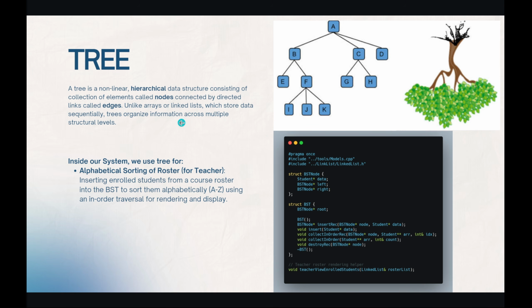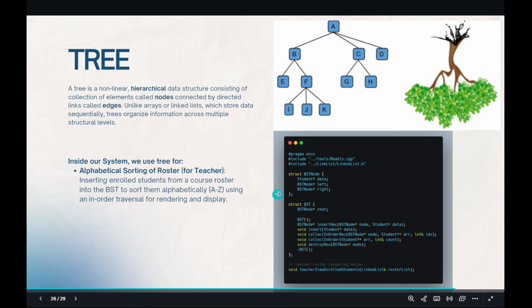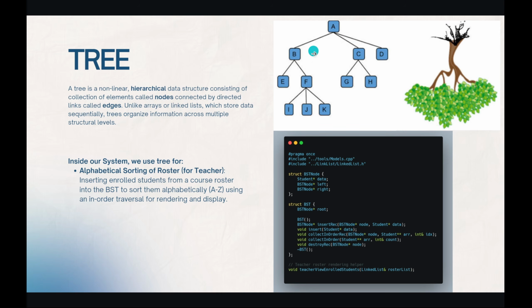And unlike array or linked list, it stores and organizes information across multiple structural levels. You see the levels here. Inside our student system, we use a tree to sort the students alphabetically from A to Z for the teacher. In our code implementation, we have data, left, right. So this is the left, this is the right, and then we have the root here.